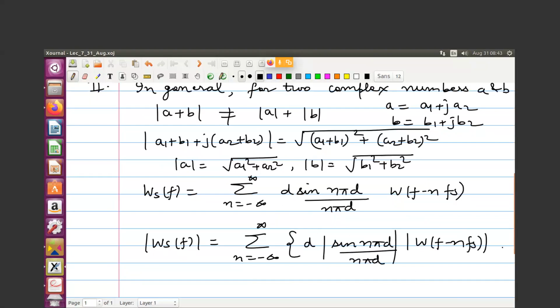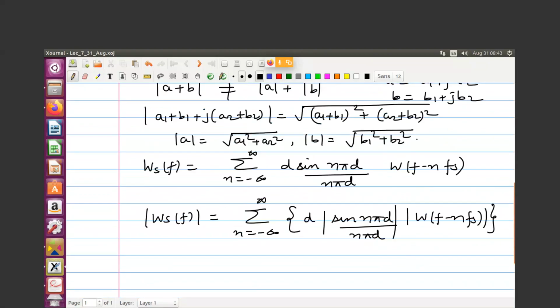Okay, and this. Now you will think, how does this happen? Because until now we have not said what W_s(f) is. See, this can be a complex number as well. This can be complex. We know from the Fourier transform theory that in general the Fourier transform should be complex.